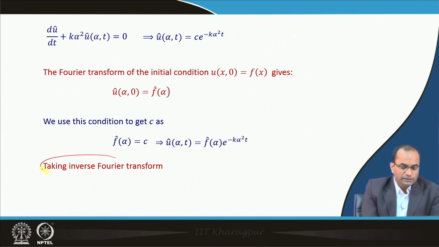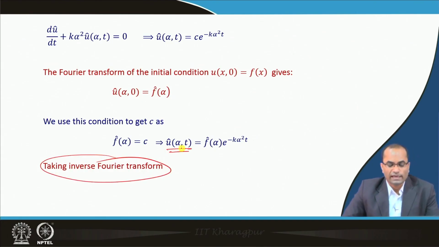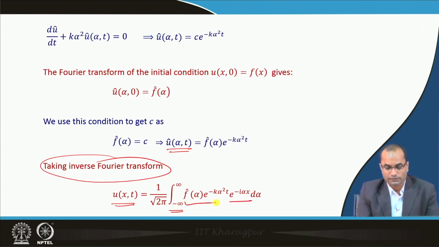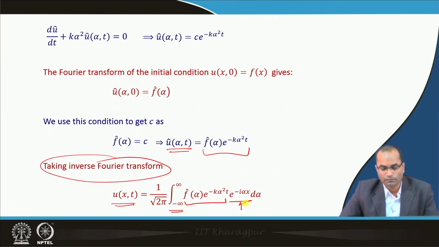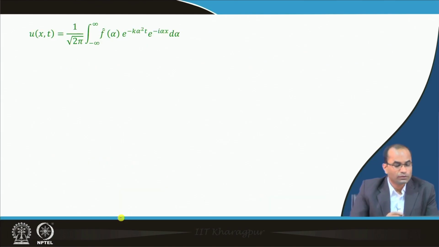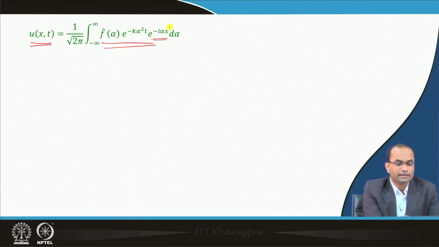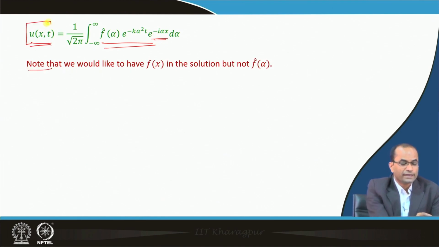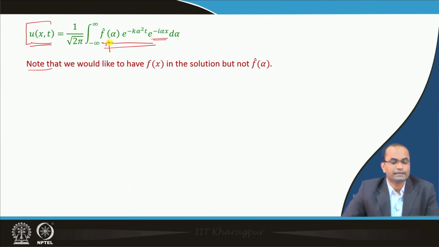Now we can apply the inverse Fourier transform to get u(x, t). That means u(x, t) will be 1 over square root 2 pi, integral from minus infinity to plus infinity of this transform, f hat times e power minus k alpha square t, and then e power minus i alpha x, integrated over d alpha. So, we have this u(x, t) in this form, with e power minus i alpha x there.